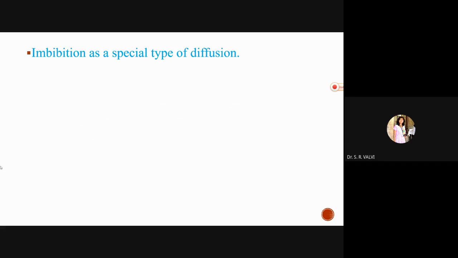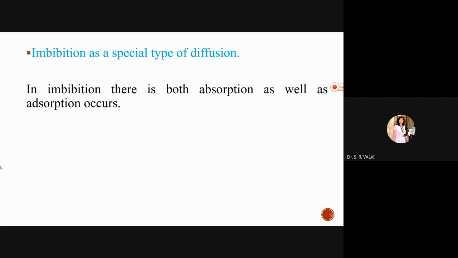Now imbibition is a special type of diffusion. See here, imbibition is also a special type of diffusion. In what sense? In imbibition, both absorption as well as adsorption occur. Both phenomena are different, absorption and adsorption. So what is absorption and what is adsorption?